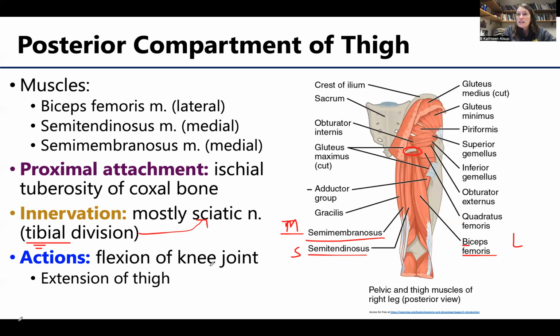The most powerful movement of the hamstrings is going to be flexion of the knee joint, but they will also play a role in extension of the thigh because they do cross the hip joint. Now, we talked about the most powerful extender of the hip joint being the gluteus maximus. But when we're talking about extension in, say, walking or just standing still and keeping you upright, it's these hamstrings that are going to play a bigger role in that type of extension of the thigh.